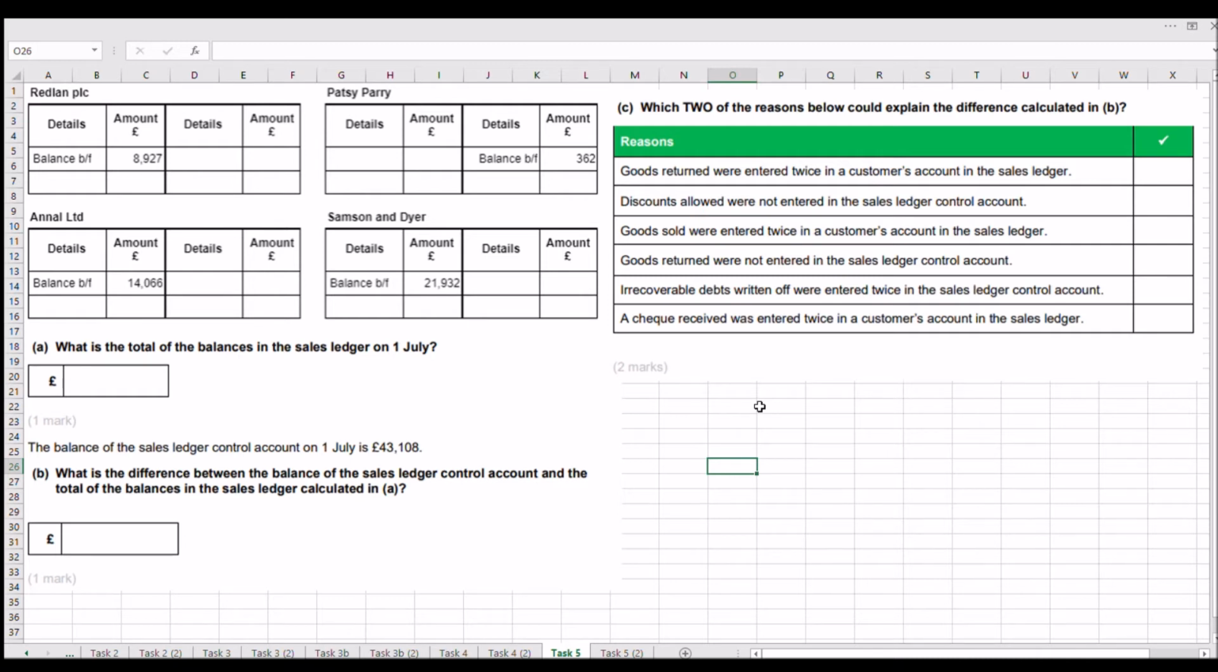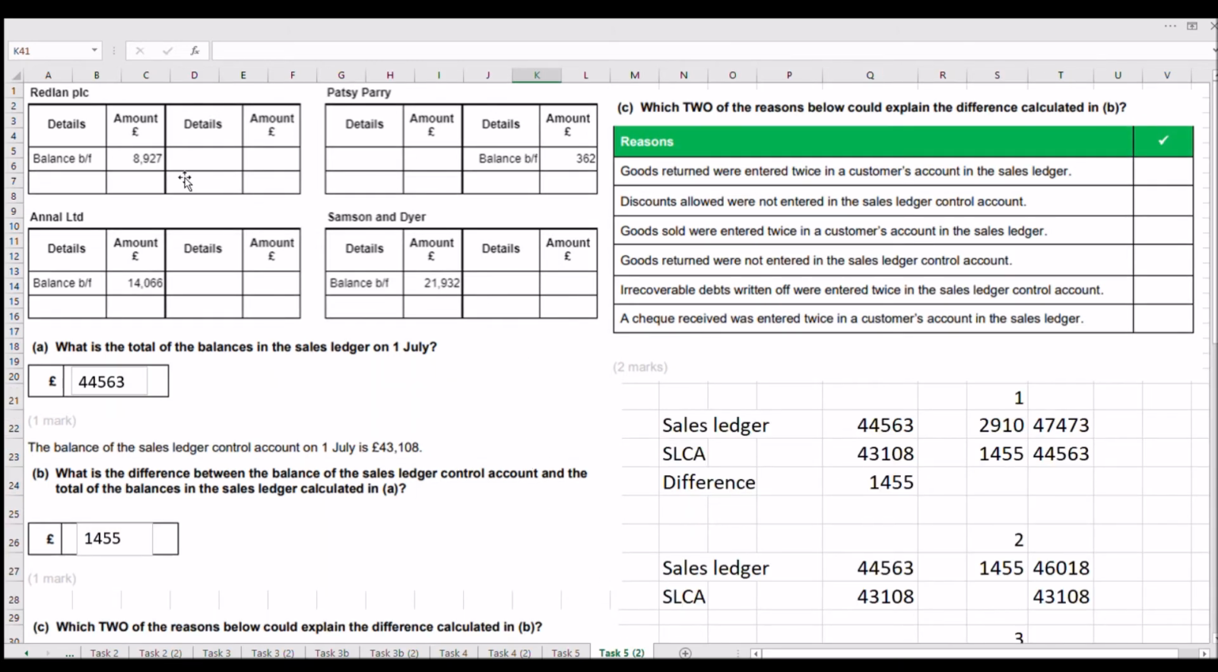Okay, so that's time. What we're now going to do is go through the answer. We've got a sales ledger here, and you'll see there's a credit balance in the sales ledger. Whenever you see this kind of thing, be mindful that there'll be an account on the other side. That's just a little check by the examiner to see whether you understand the difference between debits and credits. The total of those balances was 44,563, so those three added together minus that. And then this is the balance on the sales ledger control account here, so you see the difference is 1,455.